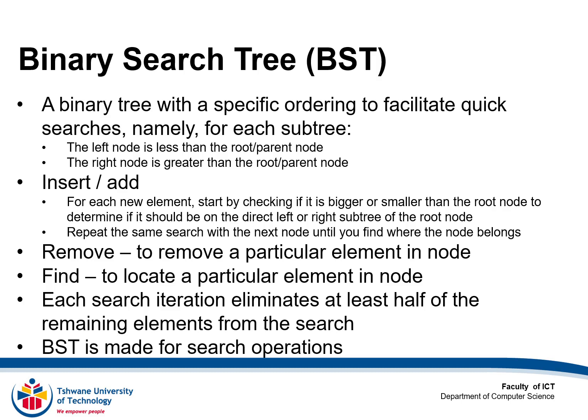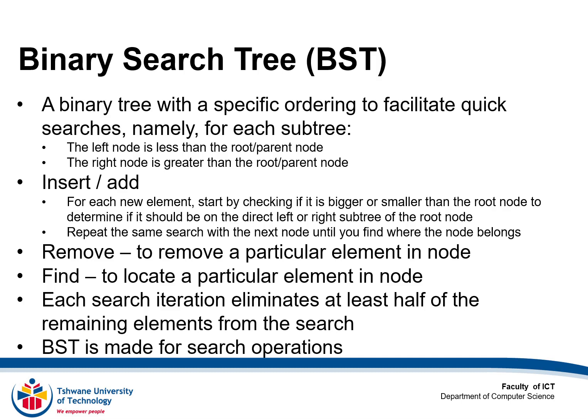Now, the binary search tree has a specific ordering so as to facilitate quick searches. So its main purpose is to make search operations more effective and efficient. Now, what are these ordering properties? The ordering properties of the BST, or the binary search tree, are that the left node of a particular root or parent node must be less than that particular node, whereas the right node must be greater than its root or parent node. I'll repeat that again.